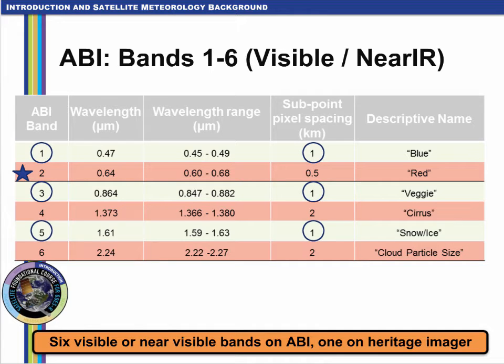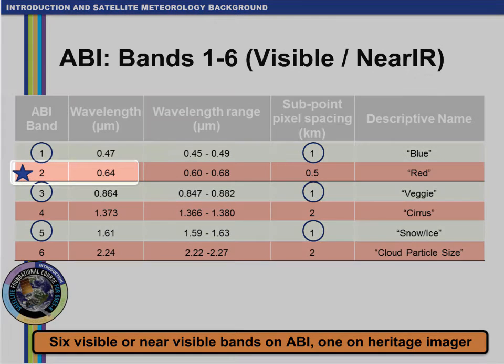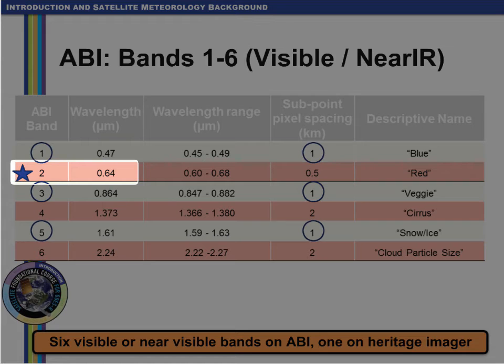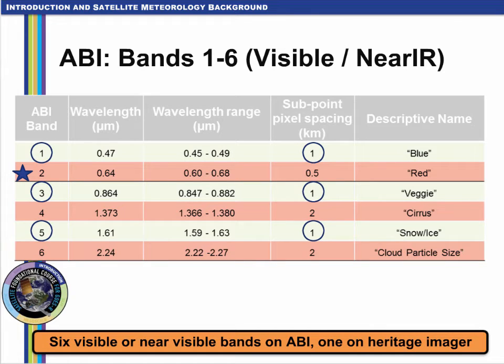Band 2 on the ABI, the 0.64 micron, is close to the present visible image on GOES 13 and GOES 15, which is also about 0.64 microns. Note that bands 1, 3, and 5, the odd numbers, have 1 kilometer resolution.